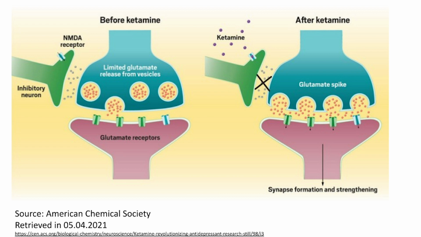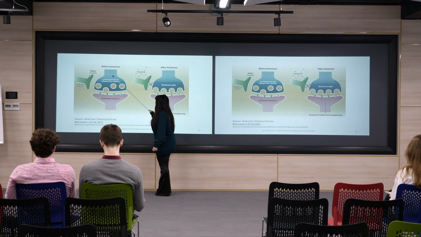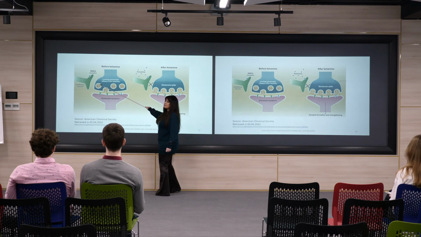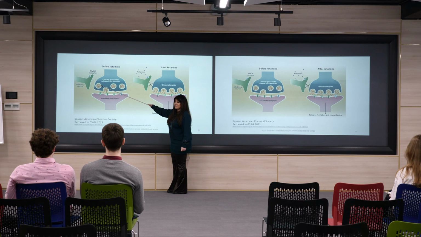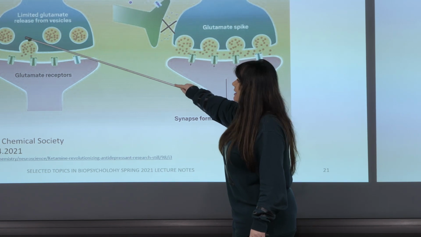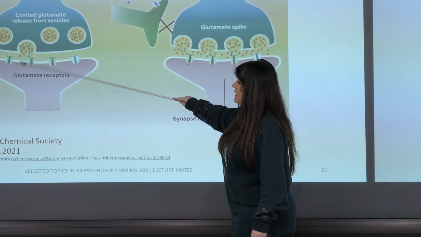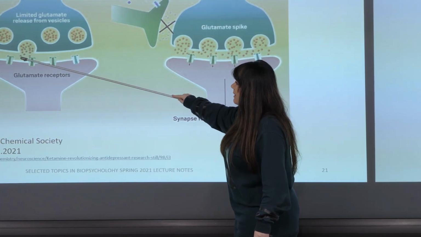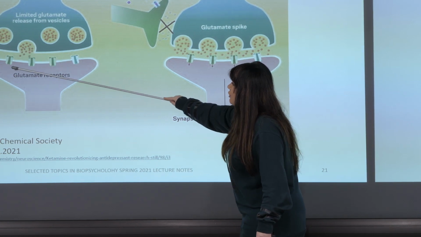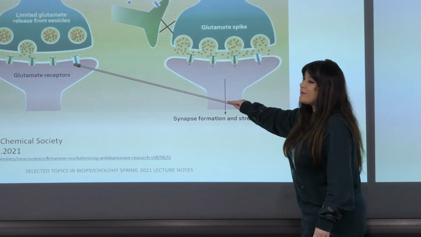This is not a noradrenergic synapse. This is a glutamatergic synapse. So what do we have here? Here you have vesicles that are filled with the glutamate neurotransmitter. Normally what happens in the synapse, if this neuron is firing, it will release glutamate to the synaptic cleft, and those glutamate molecules are going to bind to its receptors.